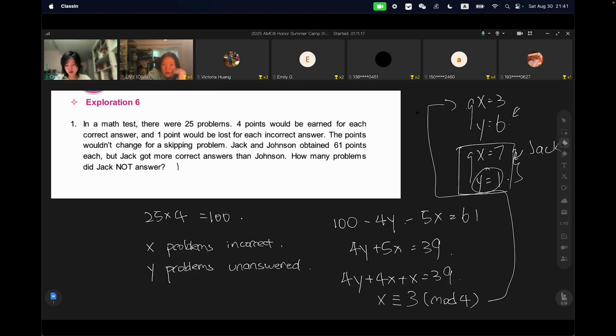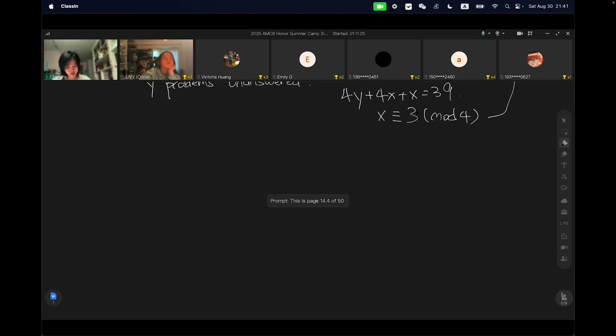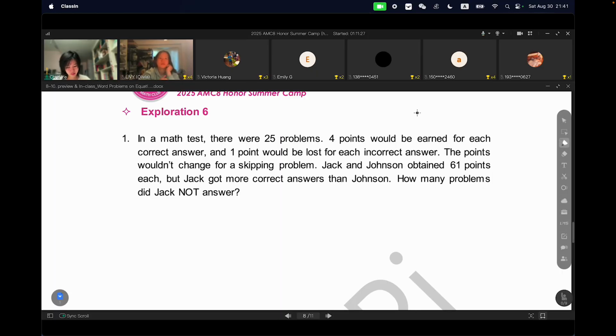Are there any questions? If not, then the next exploration problem is here.